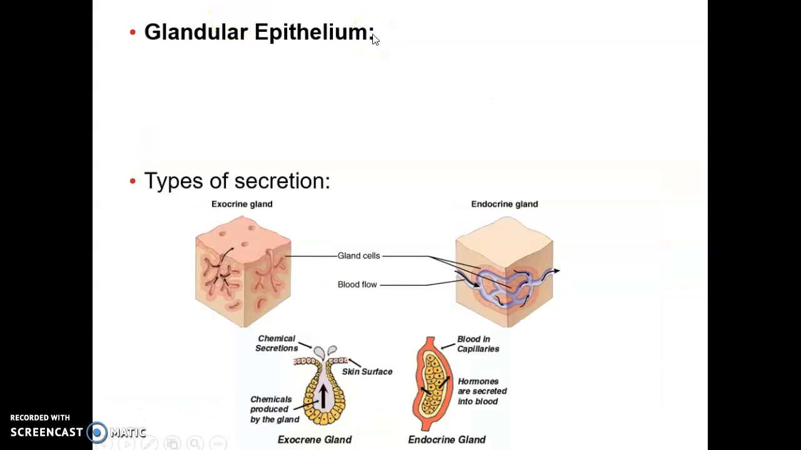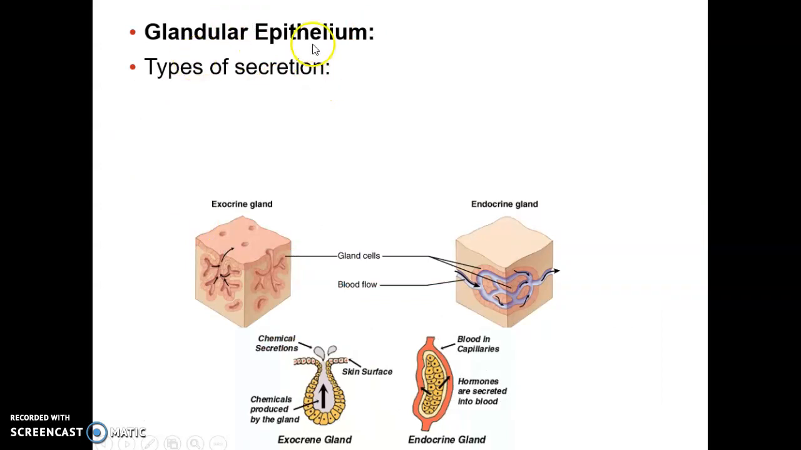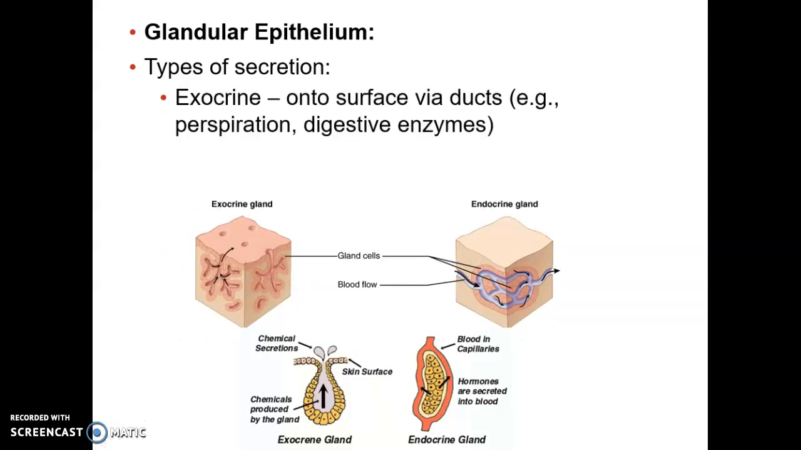Okay, glandular epithelium. So, glandular epithelium is modified epithelial cells that produce material, secretions, hence glands, glandular epithelium. So, there are two types of secretion methods of glandular epithelium. One is exocrine glands. So exocrine glands, they secrete material onto the surface of like your skin via ducts. So this occurs in the respiratory system, also in the digestive system, and on your skin.